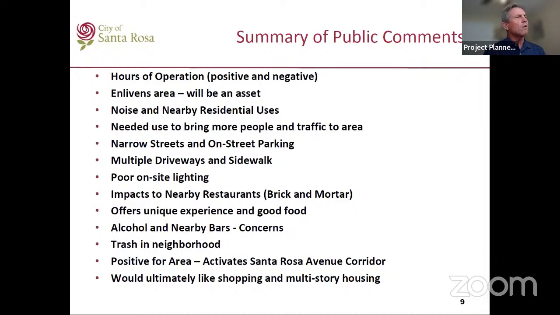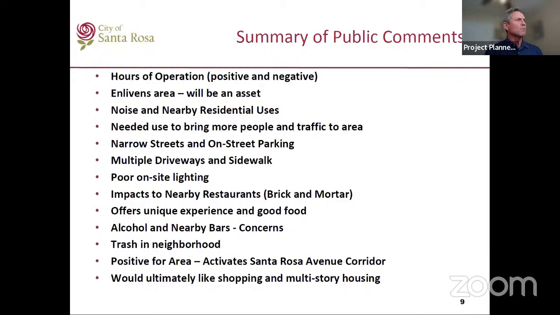The concern with the alcohol, which by the way, to mention here, there will be no on-site sale of alcohol. So that is not included in the project at all. But the concern that was expressed had to do with people being at nearby bars and then coming here, and the concern that they might be intoxicated and there might be issues related to that.